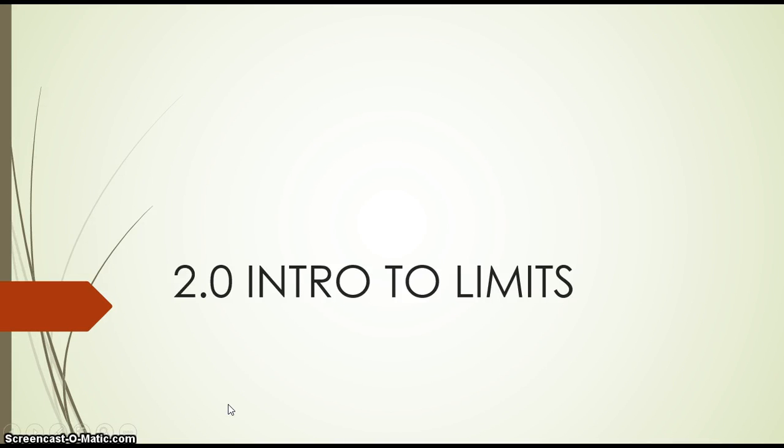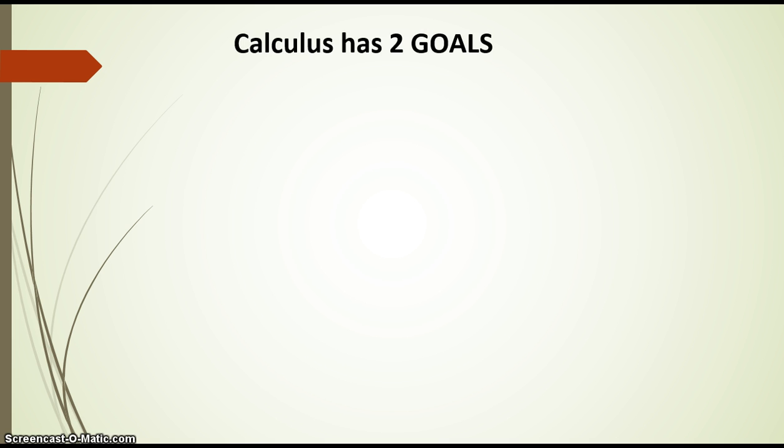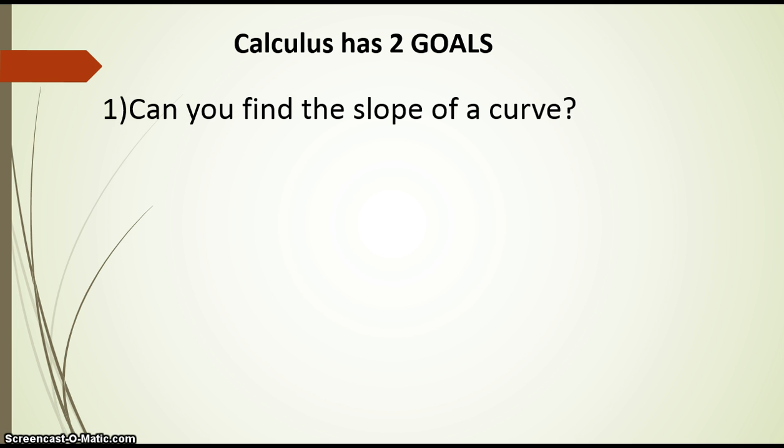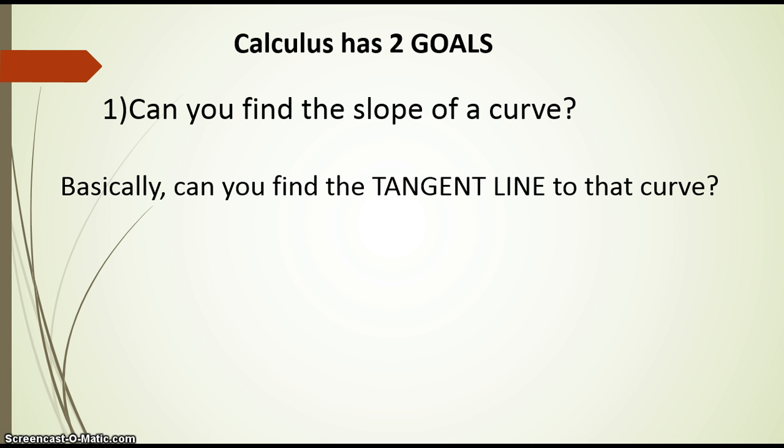Alright guys, we're going to take a look here with a little bit of an intro to limits. So not quite chapter 2, but we're going to start to give you a little background. So the first thing we need to remember is that calculus has two goals. The first one: can you find the slope of a curve? That's our first goal. So you want to find the slope basically by saying, can you find the tangent line to that curve?